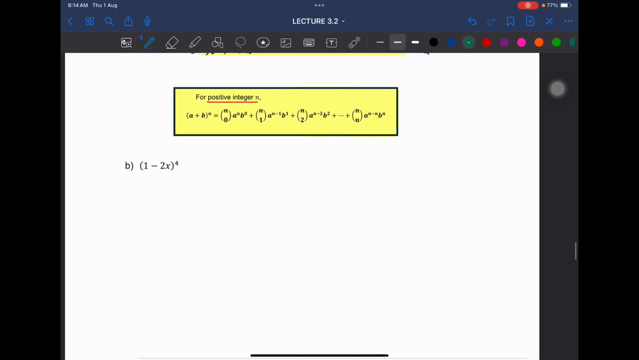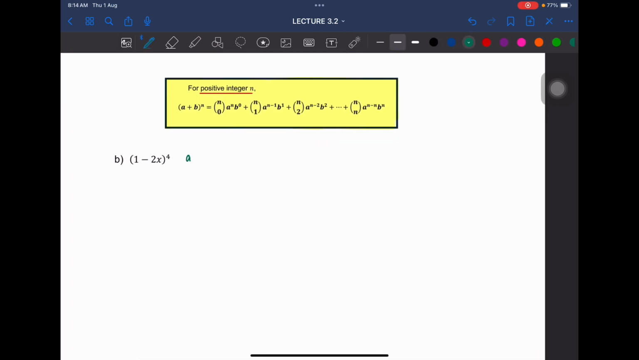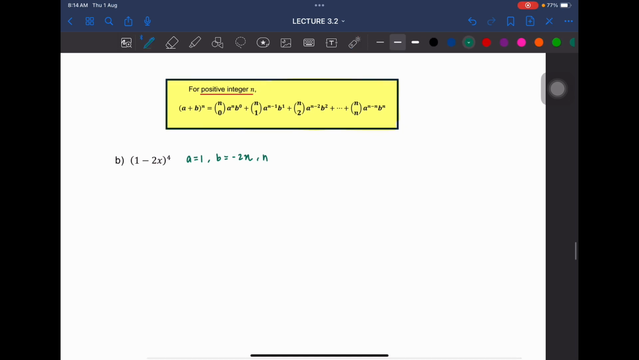So I extract the info that we have. So in this case, our a is 1, and then our b is negative 2x. Why? Because based on the formula, we have plus b. So we have plus negative 2x over here. So you have to include the negative for our b. And then for our n, we have n equal to 4. Okay, so now we have the information we needed. We can apply the expansion.